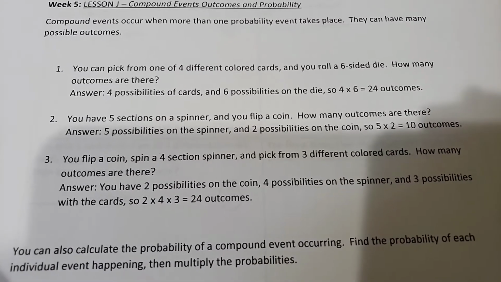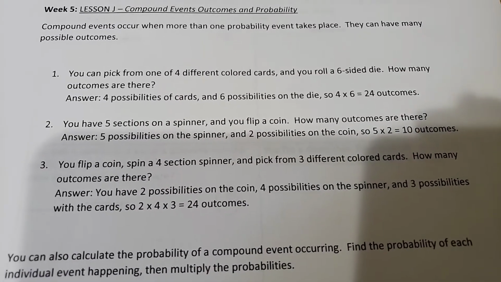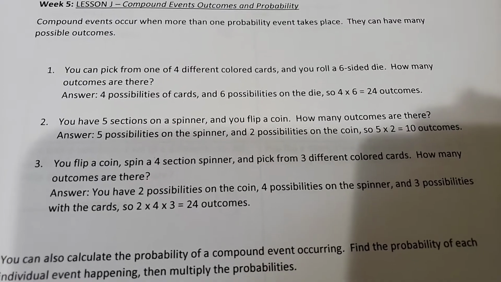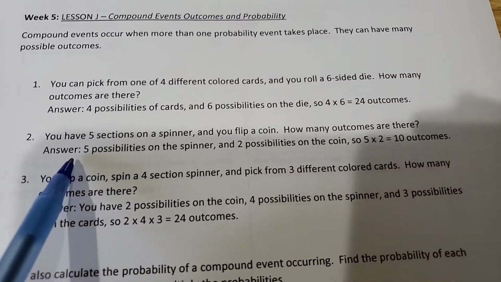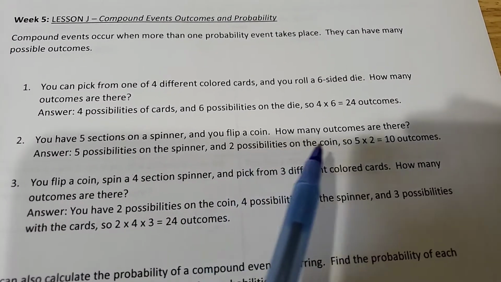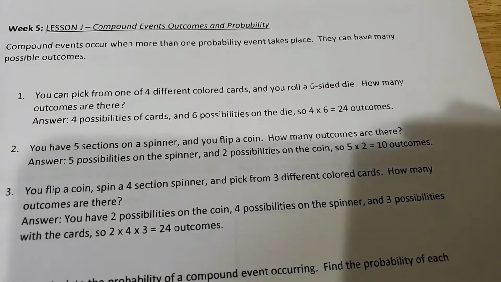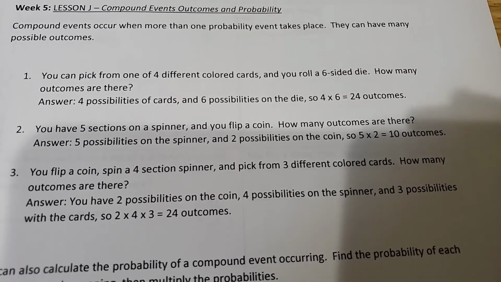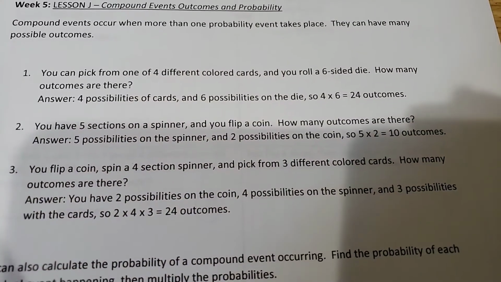Number 2, you have 5 sections on a spinner and you flip a coin. How many outcomes are there? Well, there are 5 possibilities on the spinner and 2 possibilities on the coin, so 5 times 2 gives you 10 outcomes. So now, for example, that's a smaller number to work with, so you could think of this.